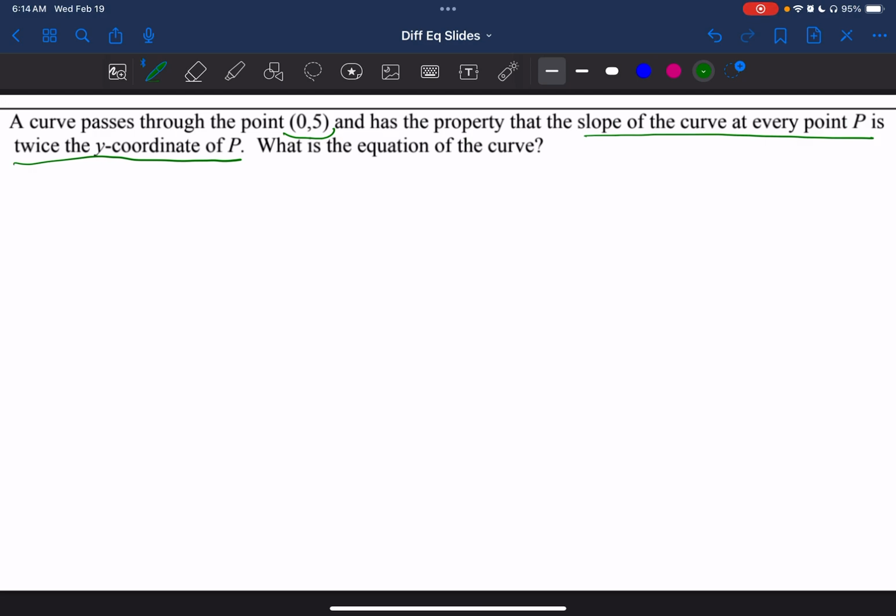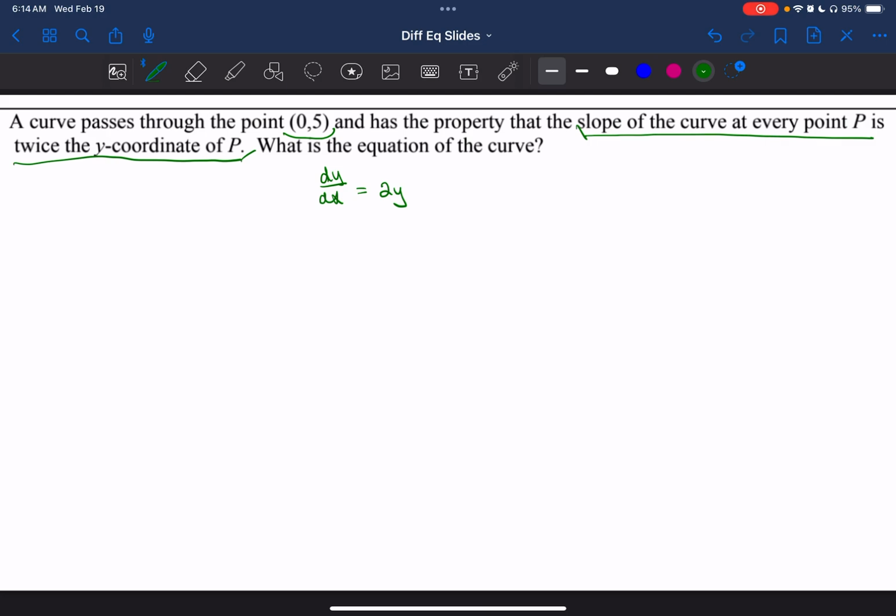So we have to write our own differential equation here. Clues about that are things we are looking for in the equation. We know something about the slope. We know something about the point. So first, let's write this as an equation. The slope of the curve at every point P is twice the y-coordinate of P. So in other words, dy/dx is always equal to 2y. That's what this is telling us.